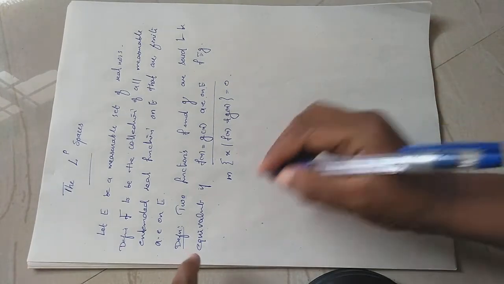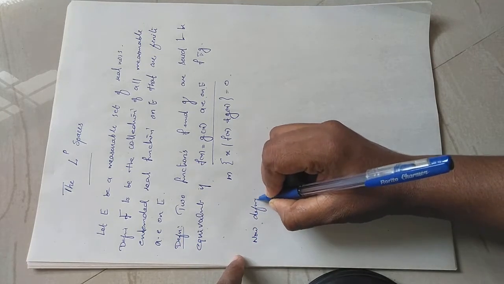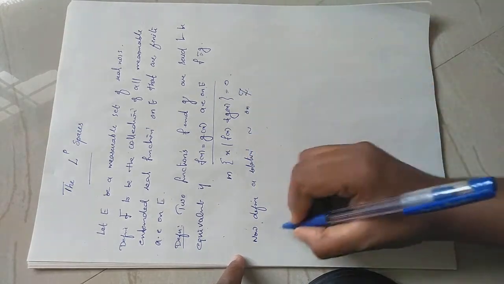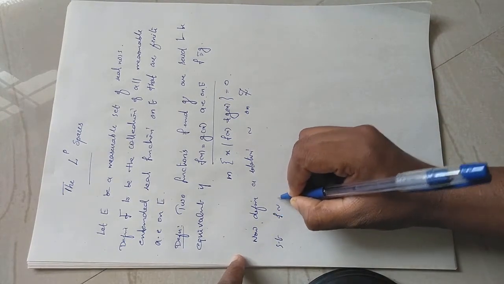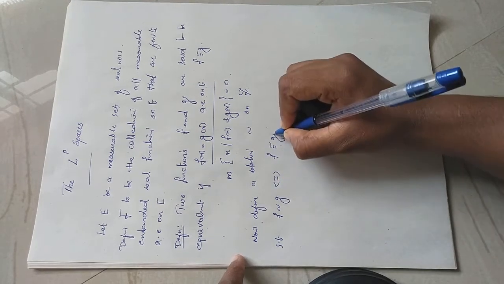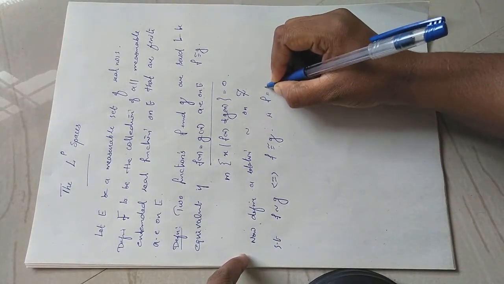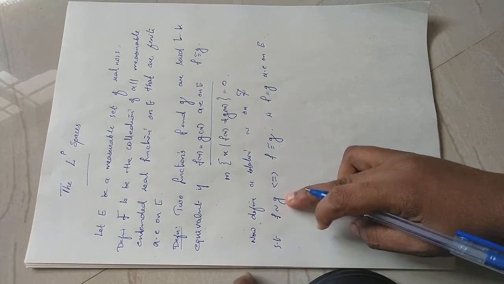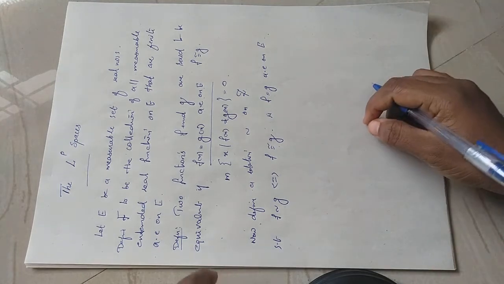Now I will define a relation on F. Define a relation tilde on script F such that if you take any two elements f and g in script F, f is related to g if and only if f is equivalent to g. f is equivalent to g means that f is equal to g almost everywhere on E. So I take two elements f and g in script F; they are related means they are equivalent to each other.